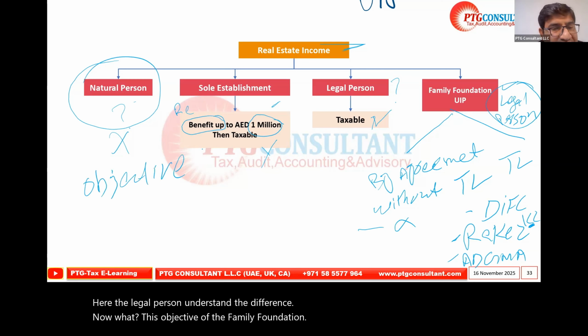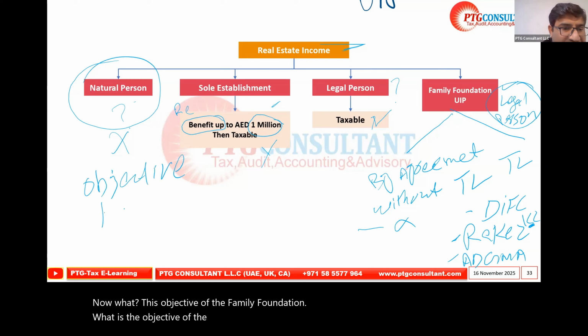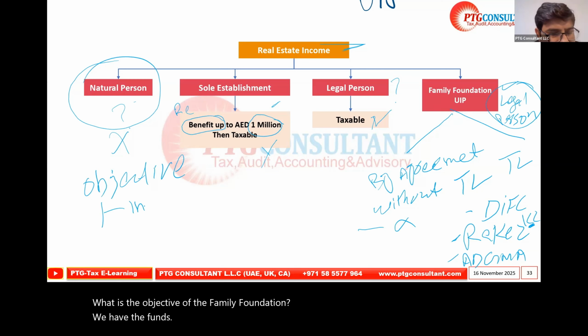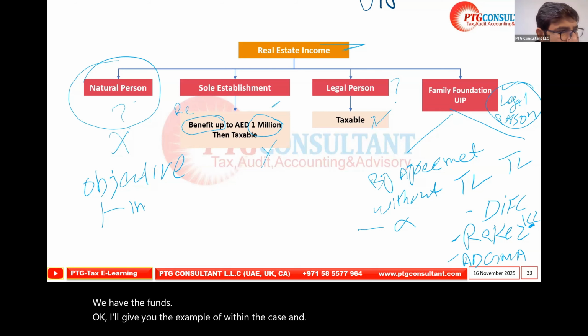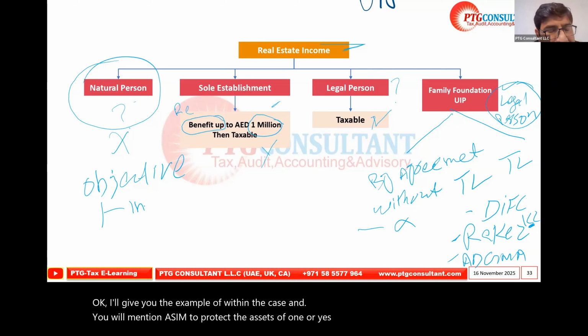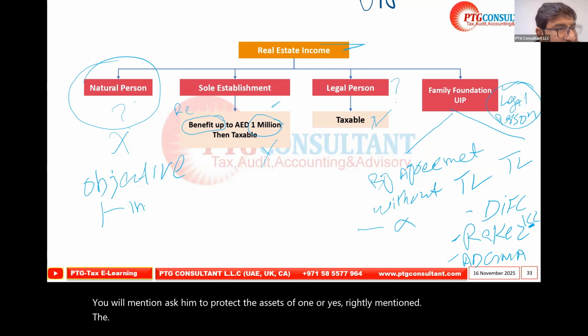What is the objective of the family foundation? Like we have the funds. I'll give you the example within the case, and here they mention to protect the assets of the family. Yes, rightly mentioned. A family foundation is by default a legal person, not transparent. You have to apply for transparency.